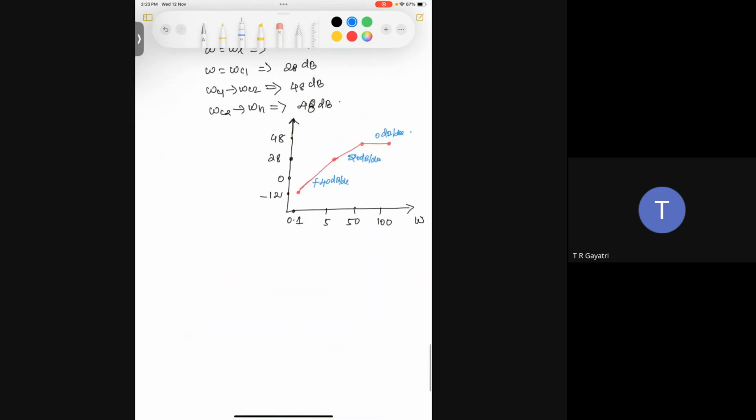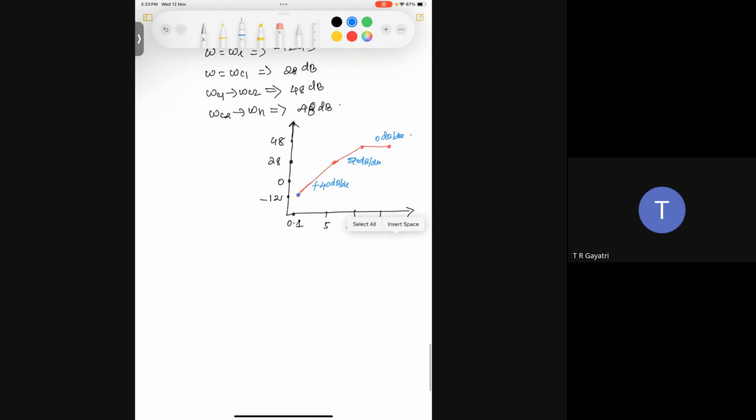So if I connect all the slopes, my magnitudes would be minus 12, 28, 48, and it stayed at 48. If we start from here and use only these two corner frequencies, I would have only this. This doesn't seem like a plot, right? It's like a line. That's why we have taken some other lower and higher points.